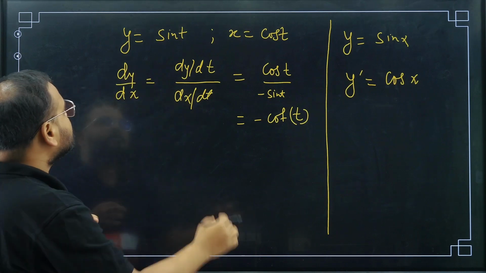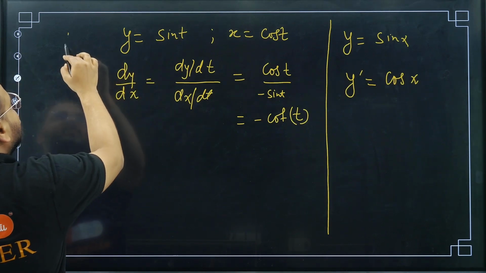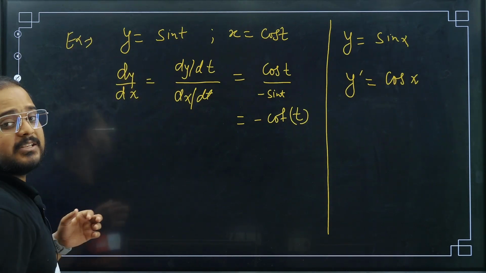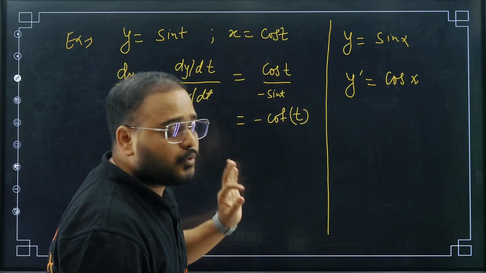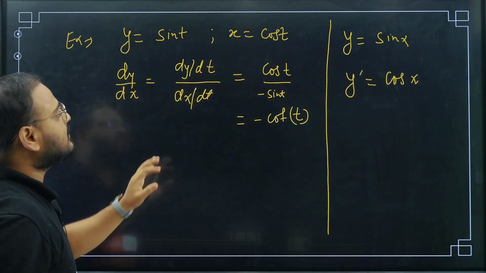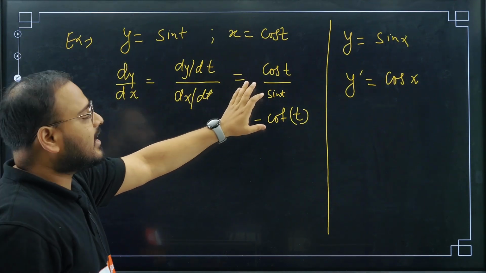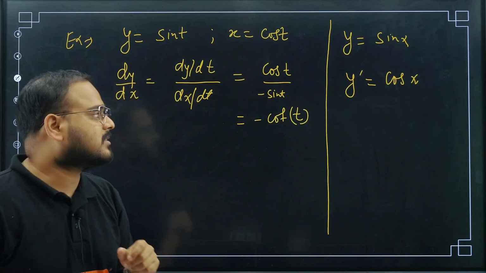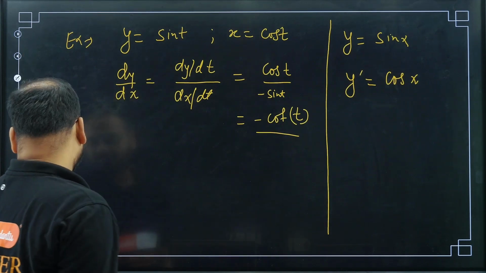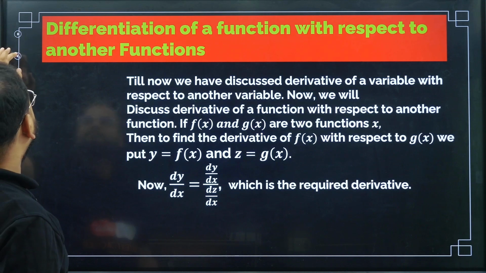Okay, so for the function given as, this is just an example I've taken, y equals sin t, x equals cos t, I have dy by dx equals dy by dt upon dx by dt, given as cos t by minus sin t. I hope this is clear. Okay, so this is our answer. Now let's check back what they've written here.